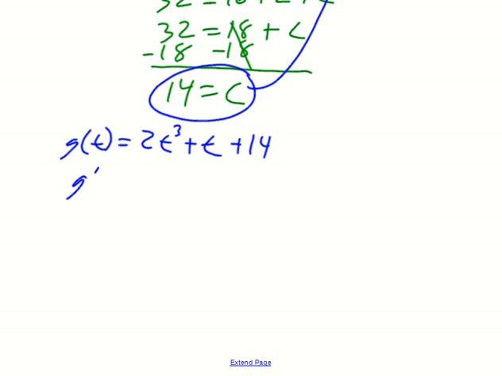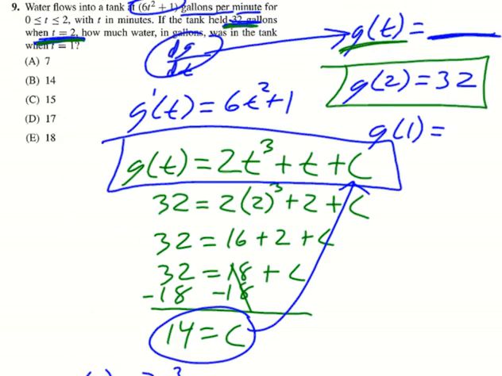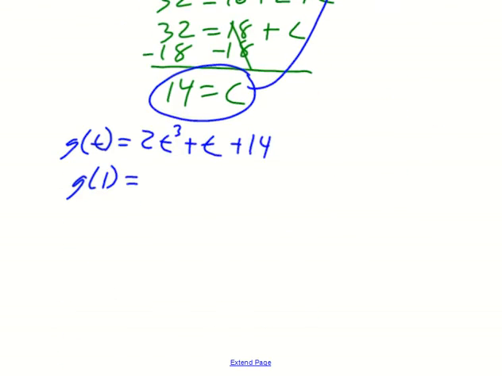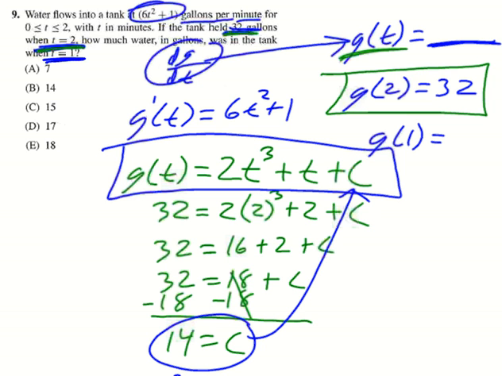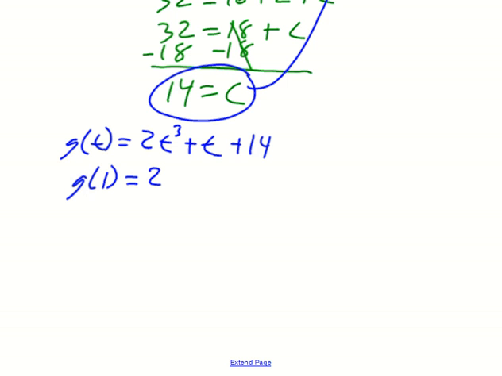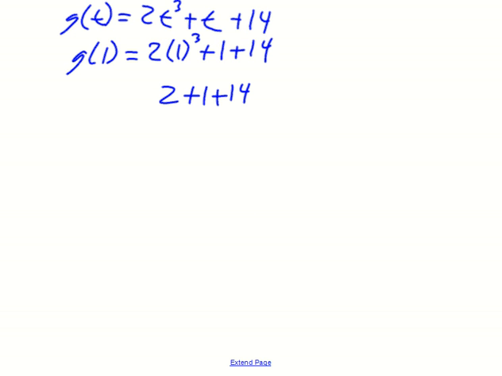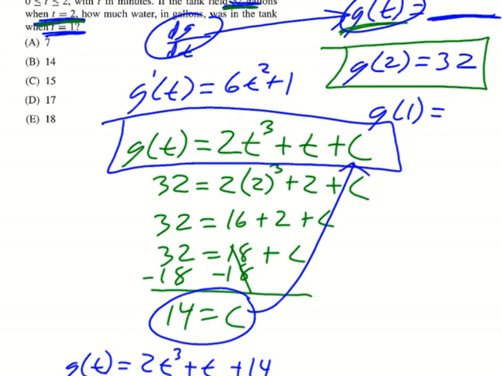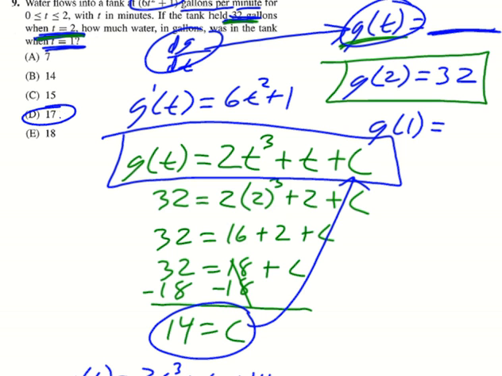Now, what we're really concerned with in this whole problem is finding G of 1. We're looking for G of 1, and so that's when t is equal to 1. And so we found this function G of t that we wanted. It's right down here. And so this is 2 times 1 cubed plus 1 plus 14. And so this is going to give us 1 cubed is 1, times 2 is 2, plus 1, plus 14, which means that there were 17 gallons after 1 second. So this looks like answer choice B.